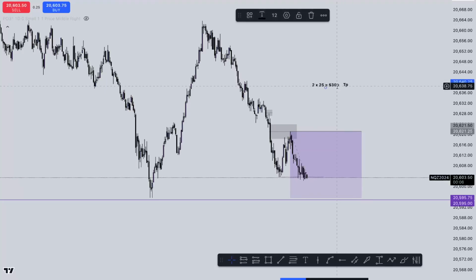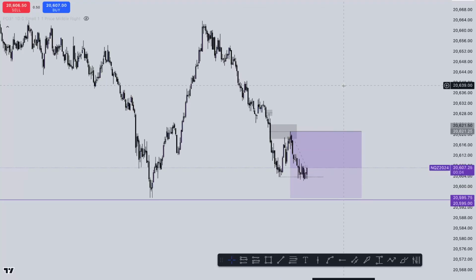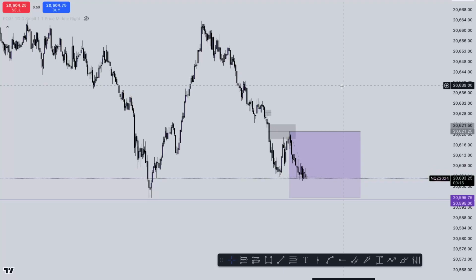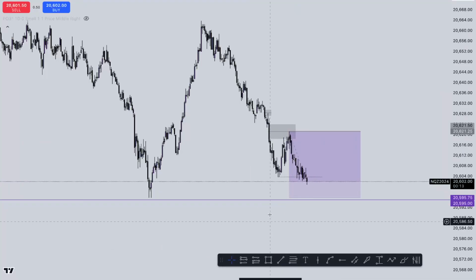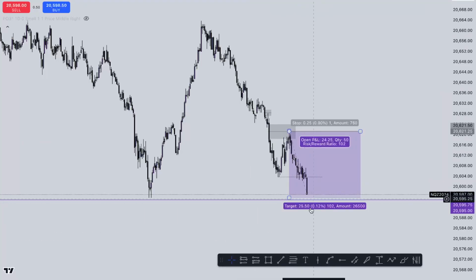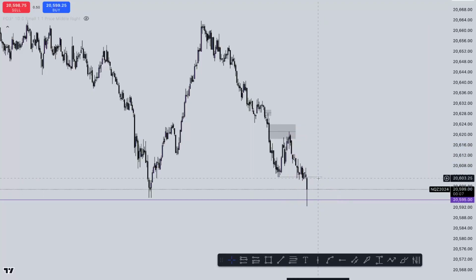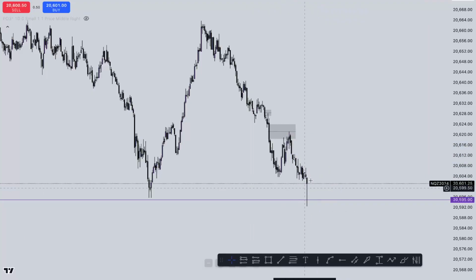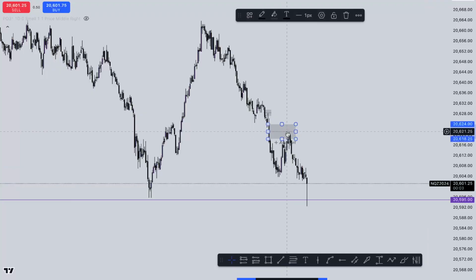Once you finally trust your analysis and you finally listen to your higher time frame bias, you easily catch these trades. Boom. $1,000 would have been made. You would have been done for the day. That's it.